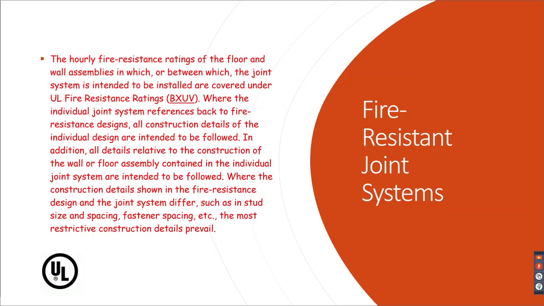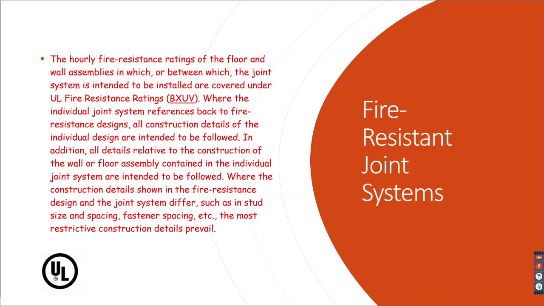Anyways, this is just UL information about joints and their testing, if you're interested. So the hourly fire resistance ratings of the floor and wall assemblies in which or between which the joint system is intended to be installed are covered under the UL fire resistance rating and BXUV, where the individual joint system references back to the fire resistance designs. All construction details of the individual design are intended to be followed.